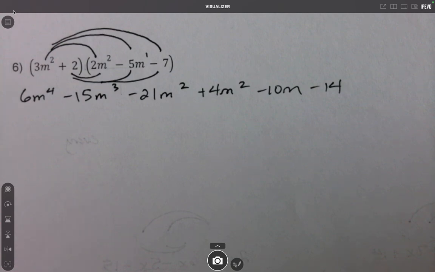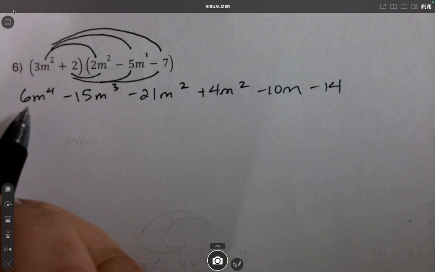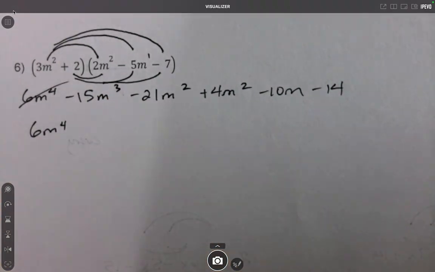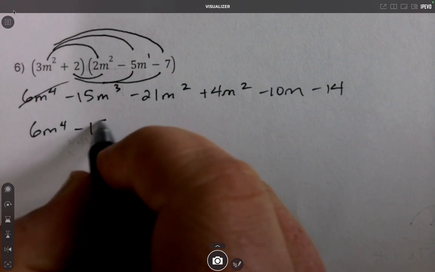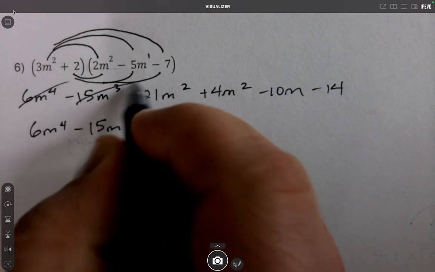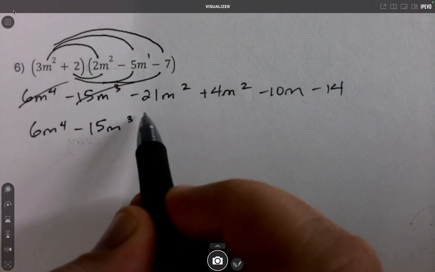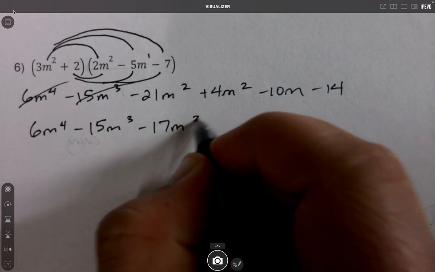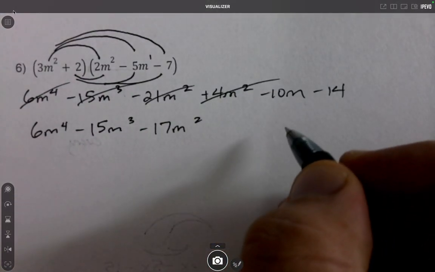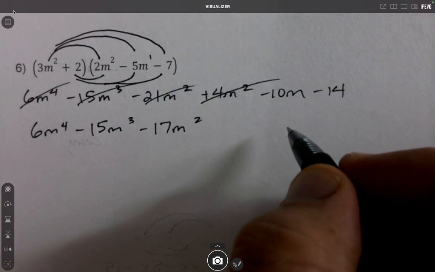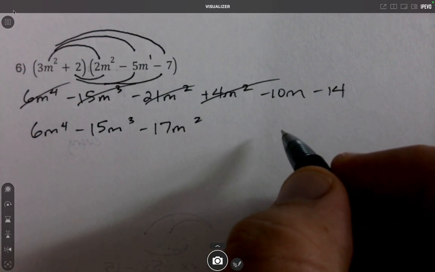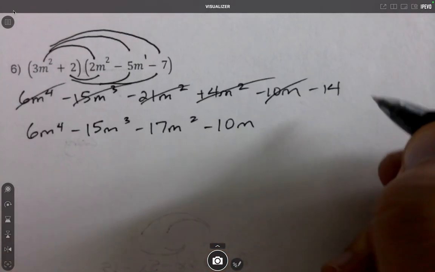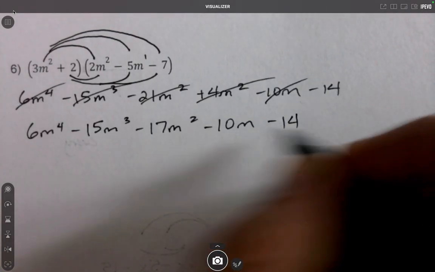Then you can combine like terms. Now this time, this is the only m to the 4th, so it stays as it is. This is the only m cubed, so it also stays as it is. But we do have 2 terms that are squared. Negative 21 plus 4 is negative 17. And then this is the only term with just m to the first, so we just leave it as it is. And this is the only constant, so we leave it just as it is.